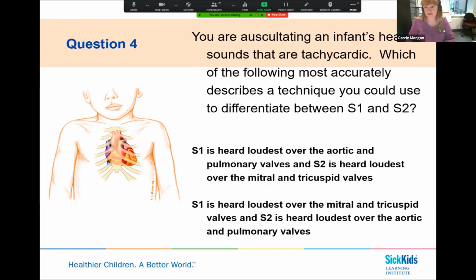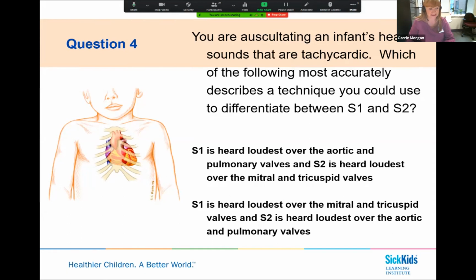You're auscultating the infant's heart sounds that are tachycardic, so you can't use the rhythm to help you identify which is the systolic and diastolic phase, which is really important. So the correct response here is S1 is heard the loudest over the mitral and tricuspid valves, and S2 loudest over the aortic and pulmonic. And so 75% of us got that correct, so well done.